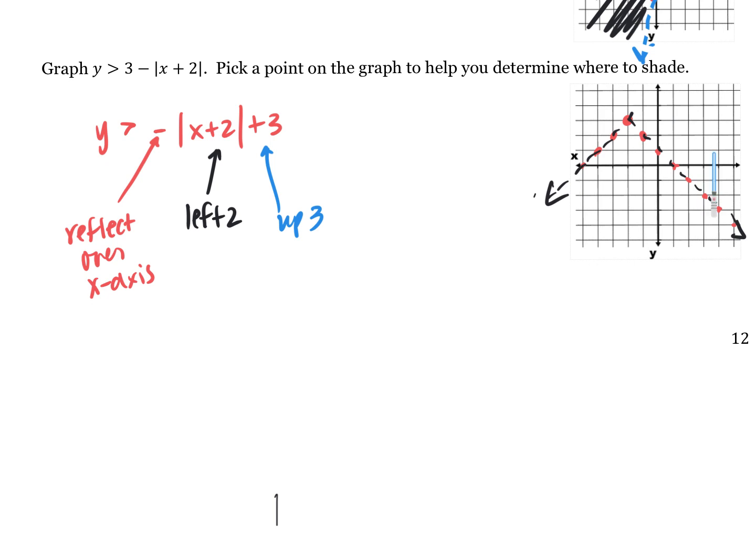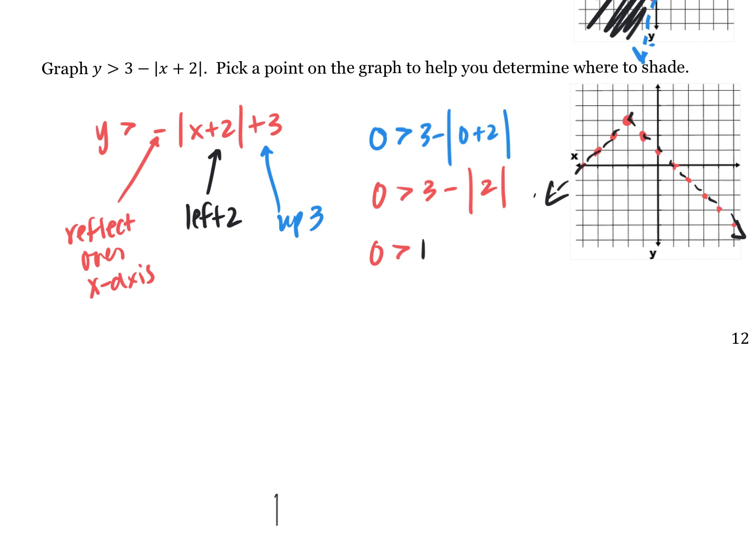Bob, what point do you want me to use as a checker? 0, 0. And maybe, okay. Let's do 0, 0 because it's right here. If I put a 0, 0 there, I'd get 0 is greater than 3 minus, absolute value bars, 0 plus 2. What's the absolute value of 2? 2.